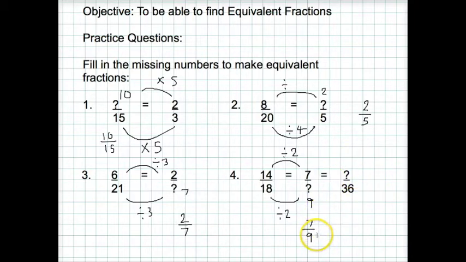So let's just write this in here from this one. What have I done to the 9 to get to 36? I've multiplied it by 4. So I must also multiply the 7 by 4 as well, which gives me 28. I can write this down now as 28 over 36. This is my equivalent fraction.